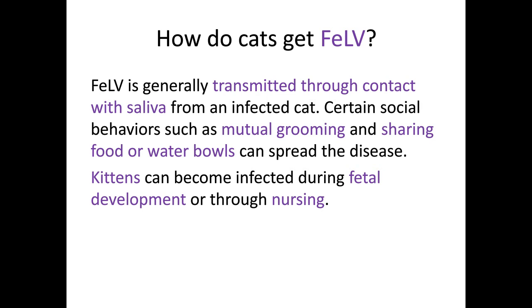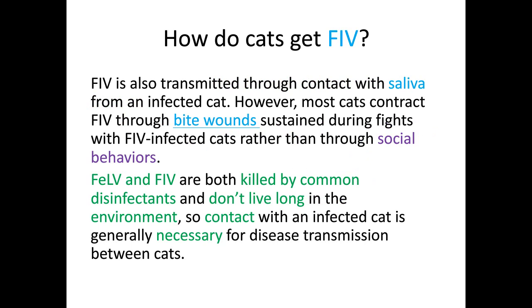So FIV cats, how do they get FIV? It's also transmitted through contact with saliva from an infected cat, but it's very different, as the contact has to be through bite wounds sustained usually during fights with infected cats rather than social behaviors. So it's not easily transmitted. Two cats that groom each other would be very, very rare for them to catch it. So it's totally different from the type of saliva contact that's needed for FeLV.